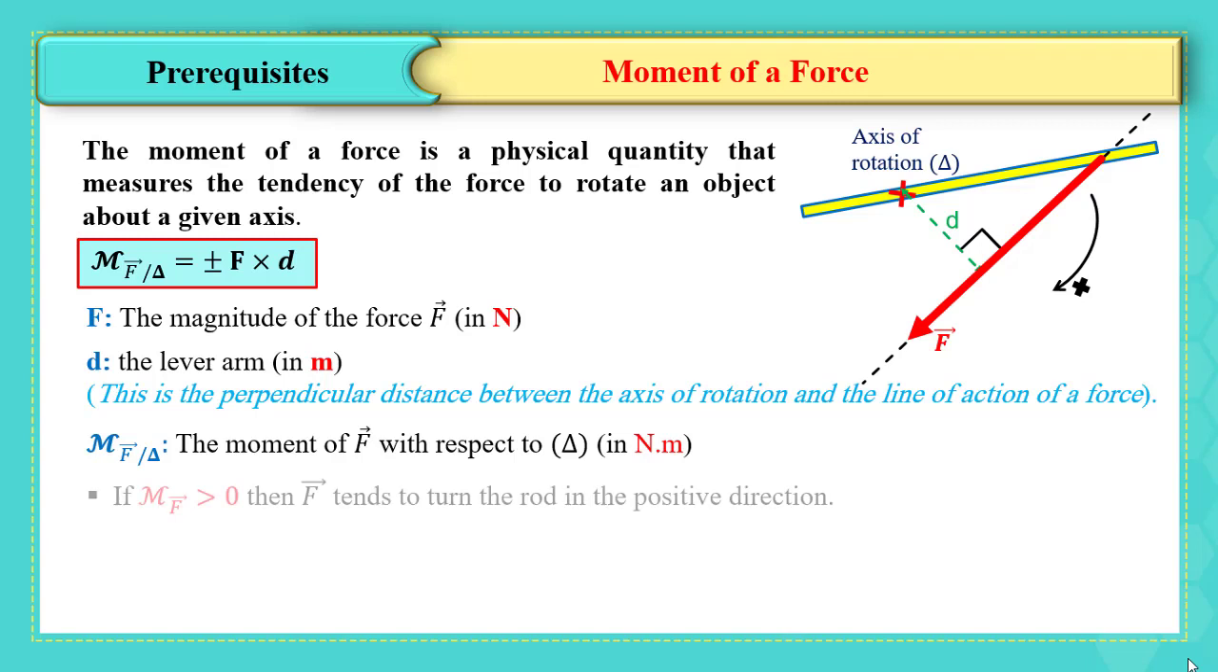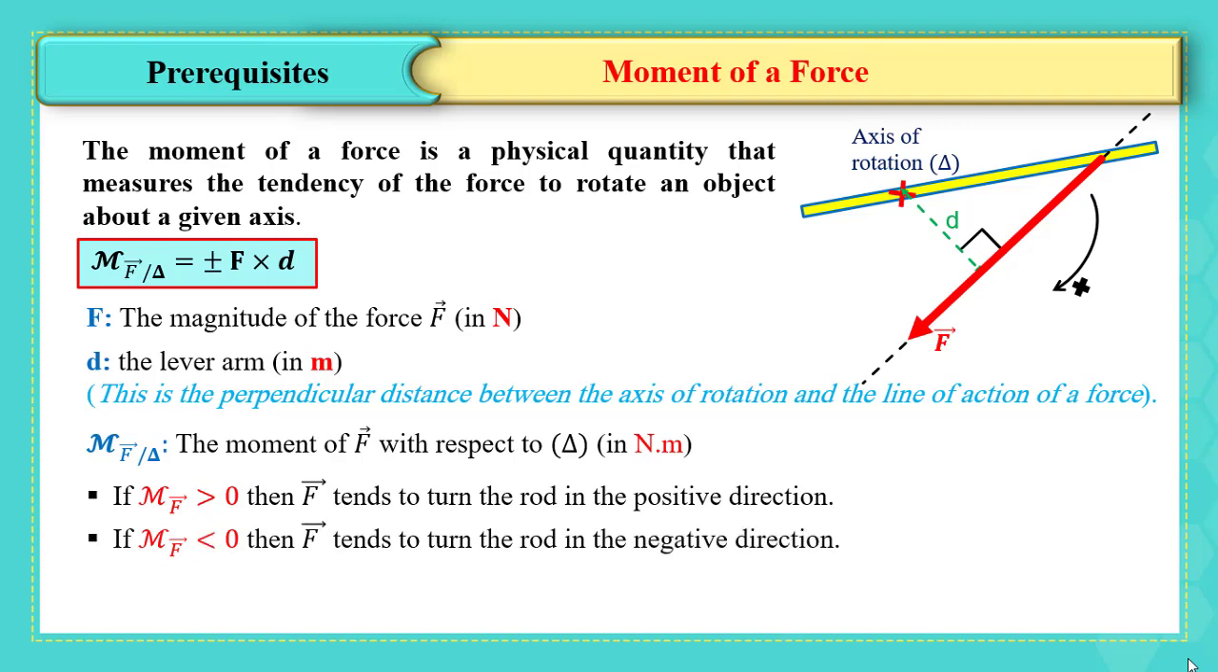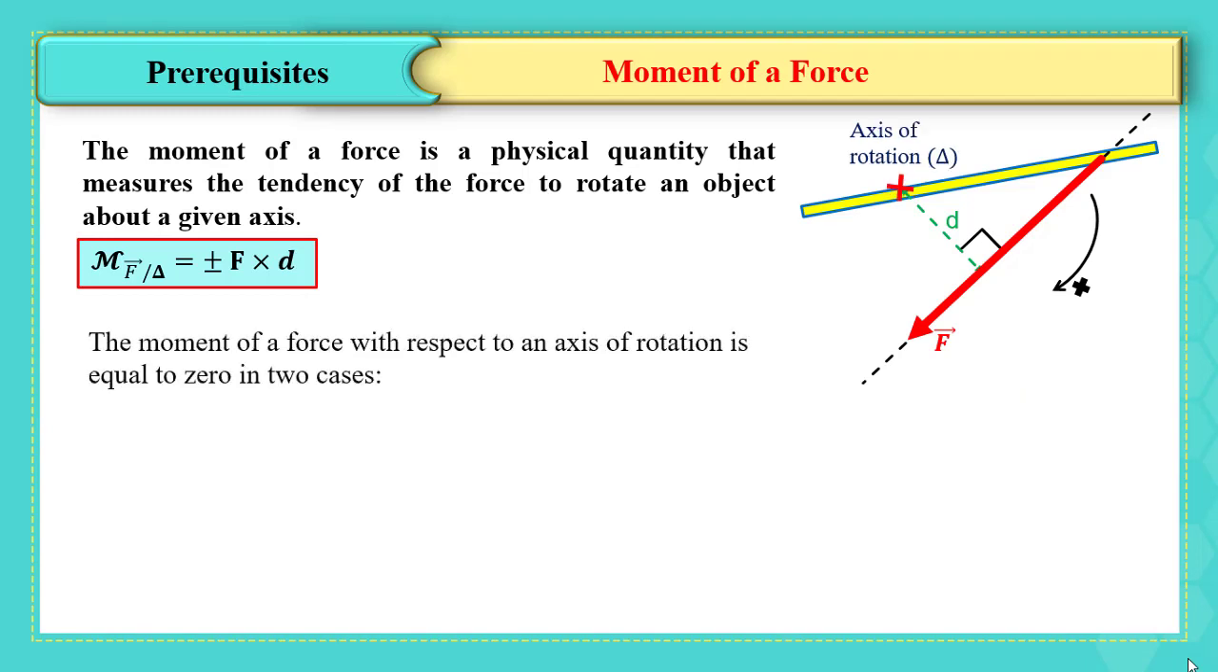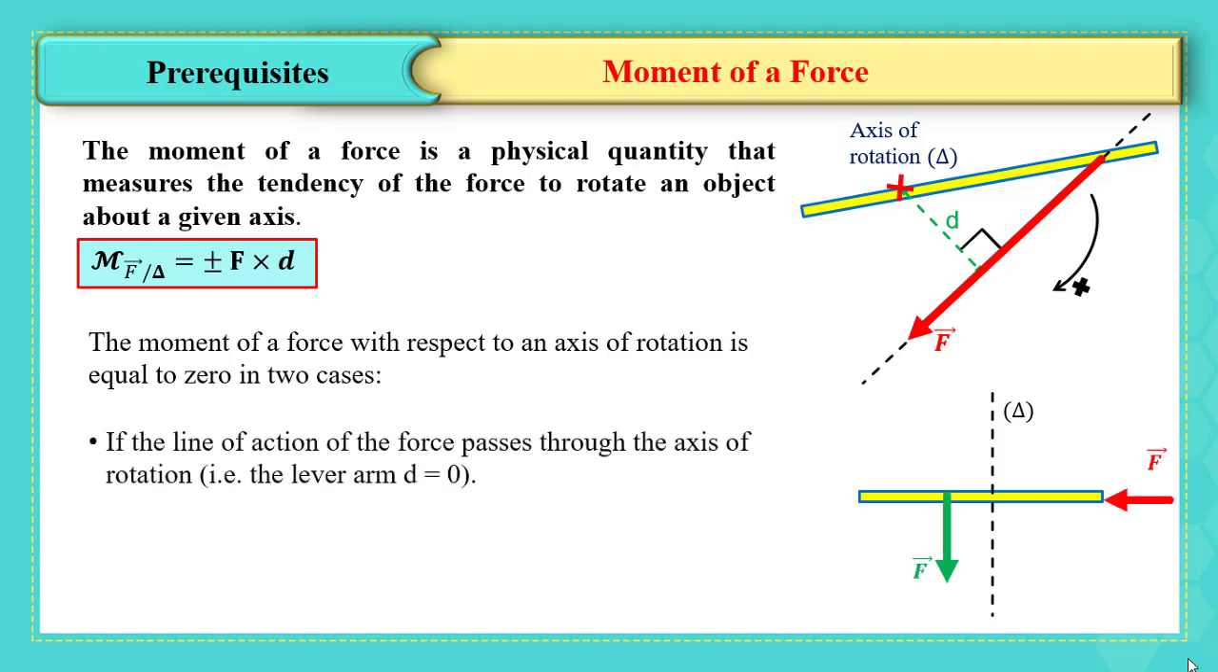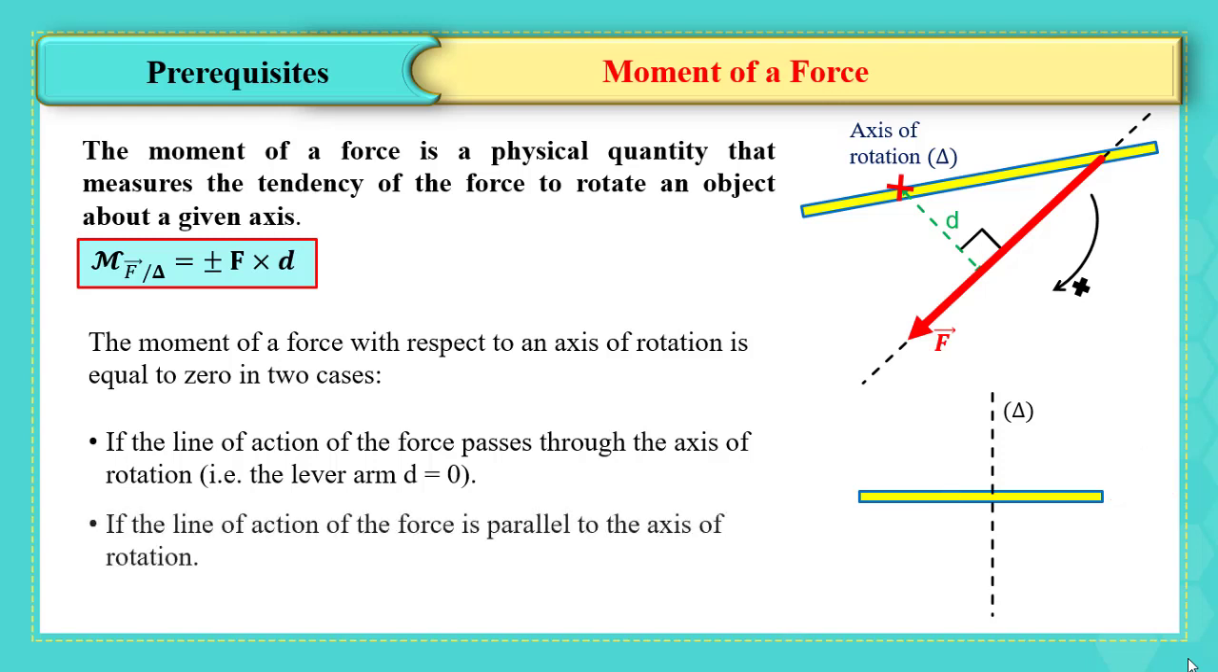Now, if the moment is positive, then F tends to turn the rod in the positive direction, whereas if it's negative, then F tends to turn it in the negative direction. But if this moment is 0, it means that F doesn't have a rotational effect. The moment of a force with respect to an axis of rotation is equal to 0 in two cases. First, when the line of action of the force passes through the axis of rotation. Second, if the line of action of the force is parallel to the axis of rotation.